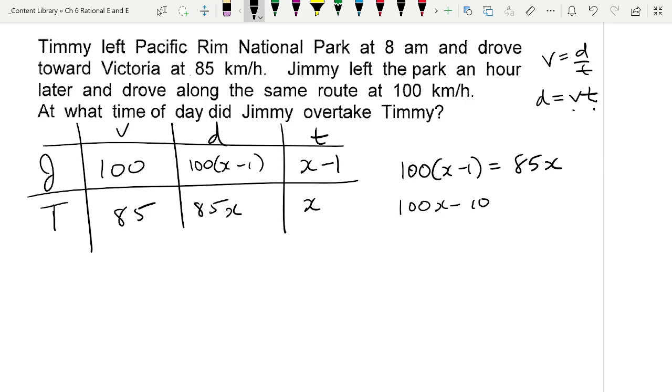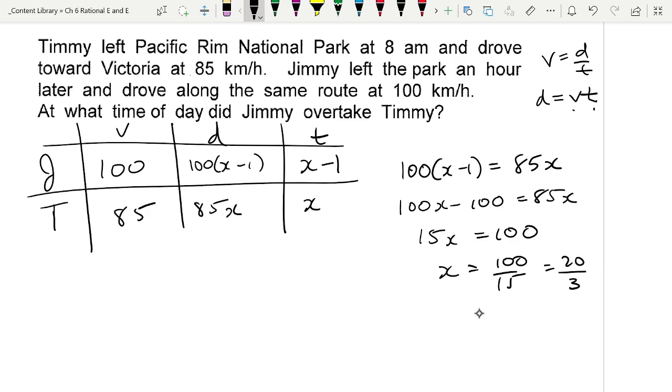100x minus 100 equals 85x. I'm going to subtract 85x from both sides and add 100 to both sides. And then x is going to be 100/15ths. That simplifies down to, what does that simplify down to? 5 goes into the top 20 times and into the bottom 3 times. So that's 6 2/3.